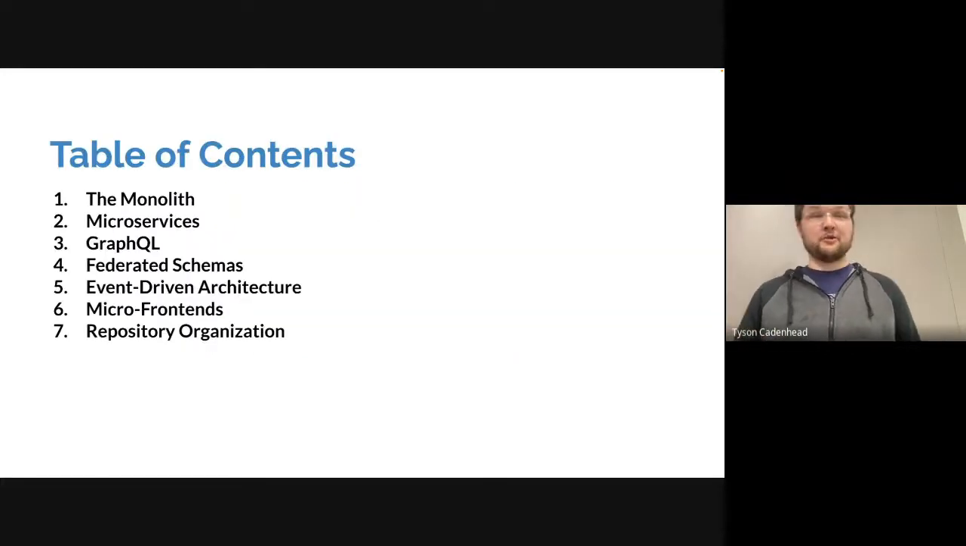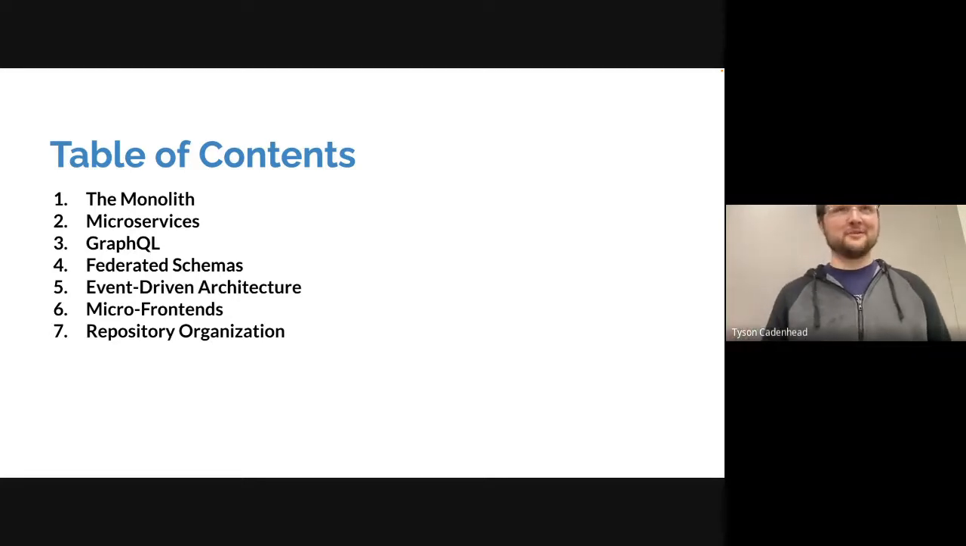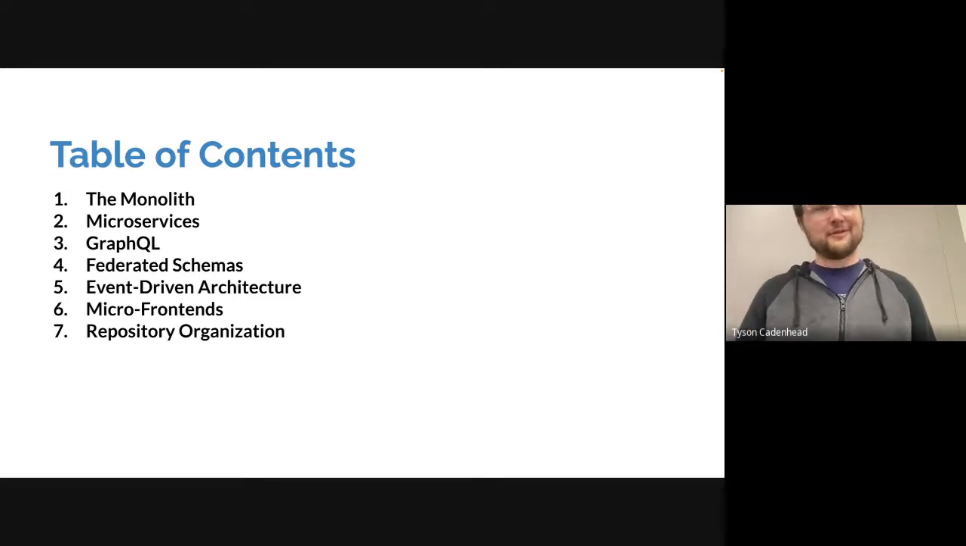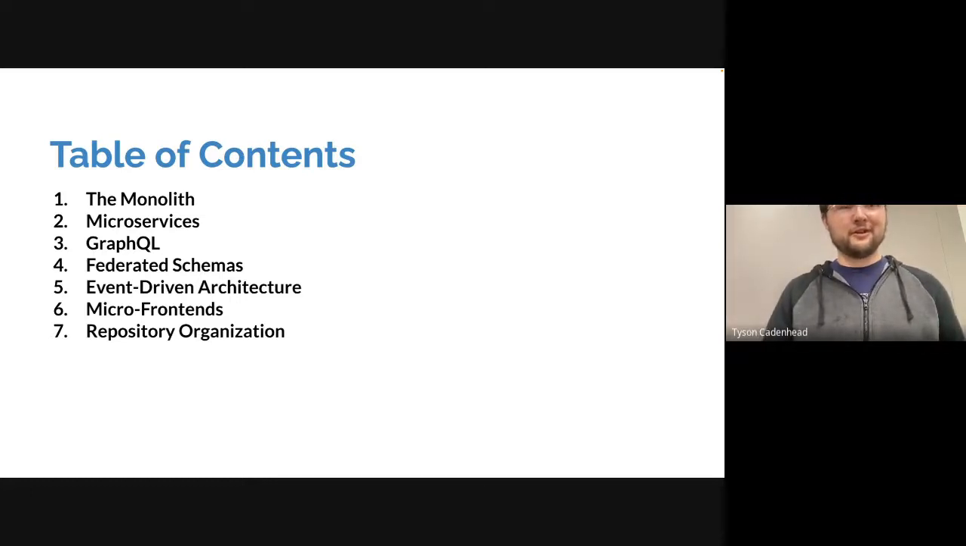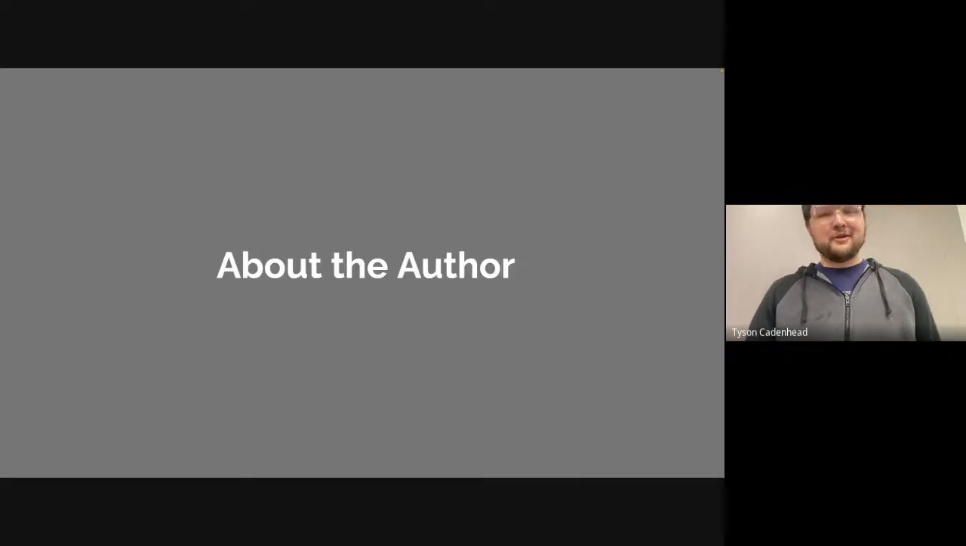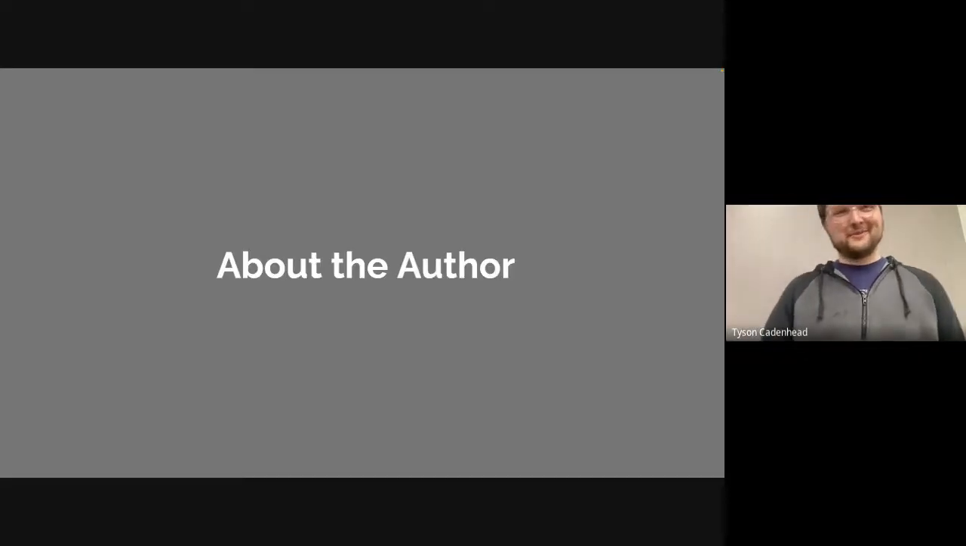So this is the table of contents. I'm approaching this kind of like a book, so there will be chapters and all that stuff. The table of contents for tonight: we're going to talk about the monolith, microservices, GraphQL, federated schemas, event-driven architecture, micro front ends, and then finally how to organize repositories. So buckle up.